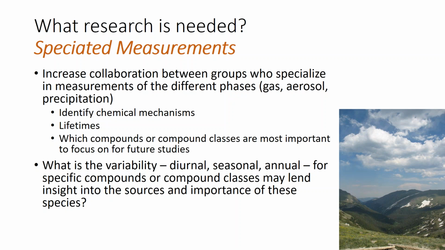Which maybe help us address the variability, diurnal, seasonal, or annual, and which specific compounds or compound classes could help us. Looking at the variability would help us better identify the sources and the importance of different species, maybe at different times of year, in different processes are happening.